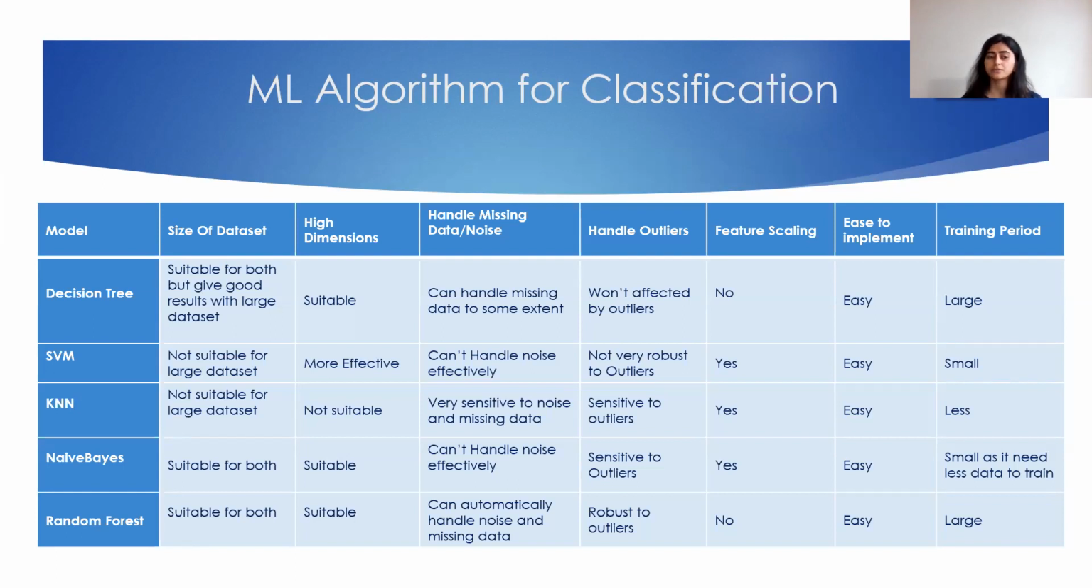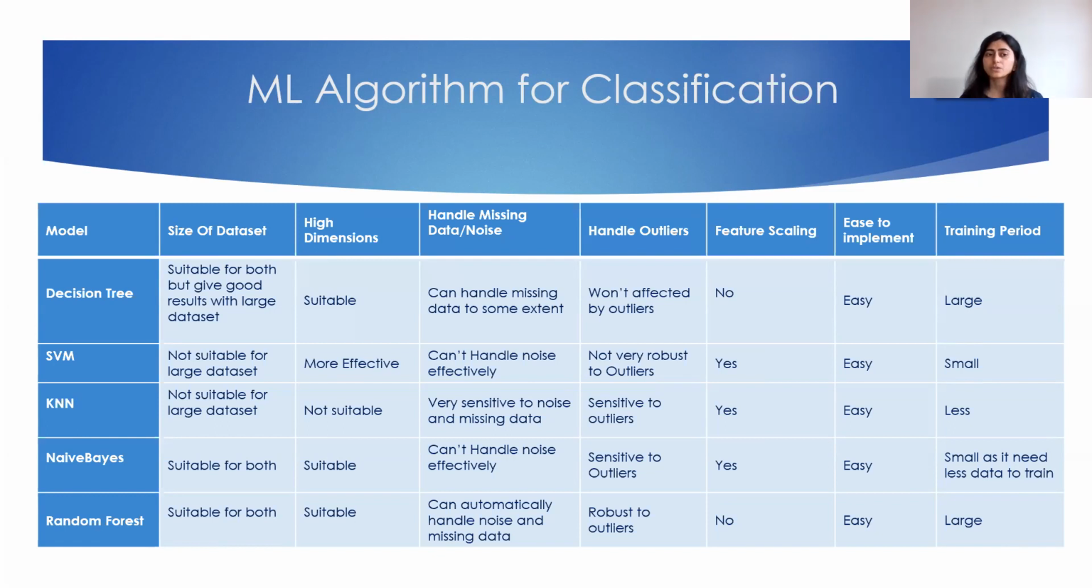If we talk about the random forest, it is also a tree type structure. It is again suitable for both small data sets as well as large data sets. It is suitable for high dimensions. It can handle the noise, or it is robust to outliers, again because it is a tree structure. If there are outliers or noise, only a part of that random forest will be affected, not the entire random forest. So it is very easy to implement, but the training period is large.